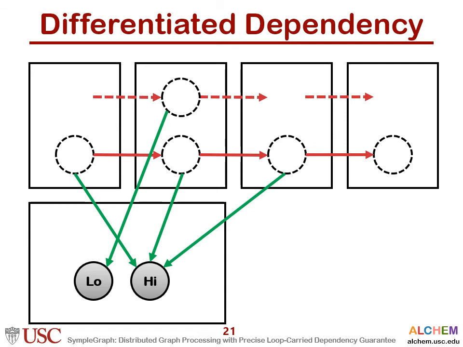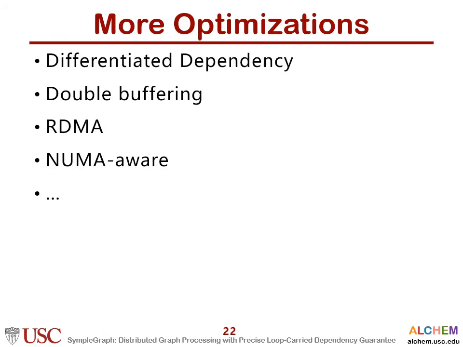We can see an example here. The low-degree vertex only has one mirror and one update message. It is not necessary to transmit the dependency messages across all the machines. However, a high-degree vertex has neighbors on all other machines, and if we transmit the dependency message, it is very likely that we can save more update communication. We also have other system optimizations like double buffering, RDMA, and numeral wheel. Please see more details in our paper.